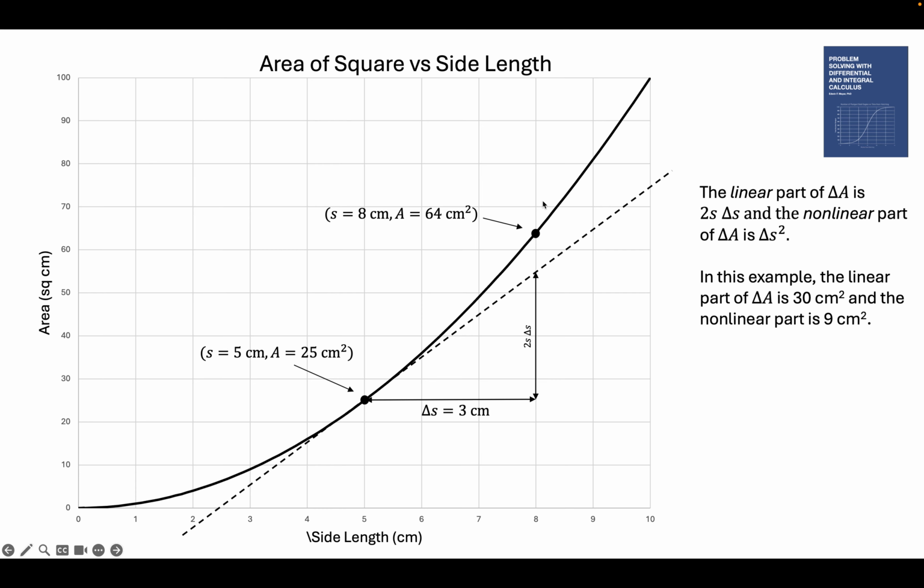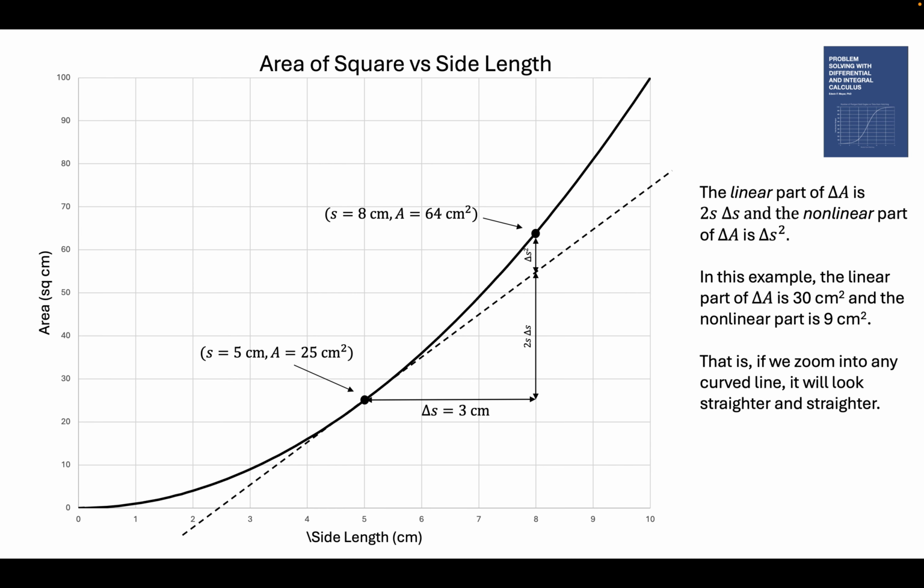And I'll show you that. That's the linear part, that's 2s delta s. That's 30 square centimeters. There's the nonlinear part. That is 9 square centimeters. And you can see that if I go smaller, the change in delta s is smaller. The relative contribution from delta s squared gets smaller and smaller and smaller. And pretty soon, almost all of the contribution is from the linear part, which is 2s delta s.